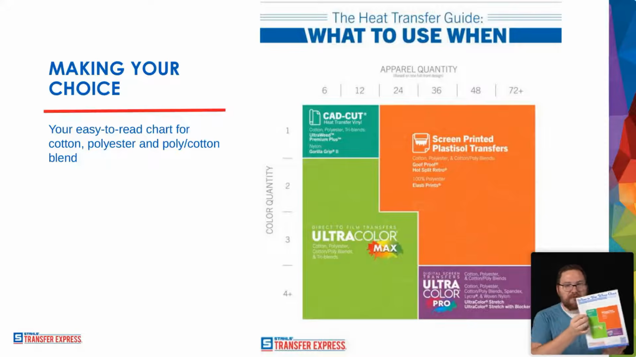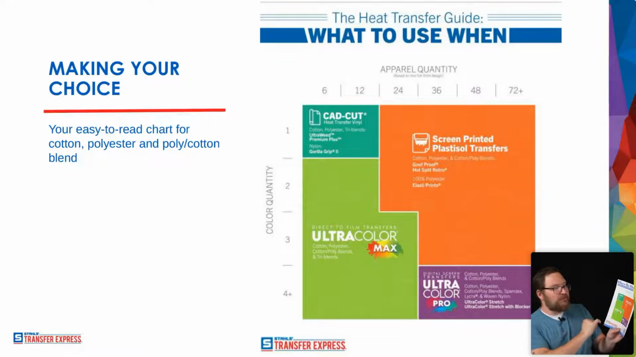Might be a little small on your screen. But then when you get over to screen print and transfer, say it's a one color, you're doing 36 quantity, boom, right here, one color, 36 quantity is going to be screen printed. Now, if you're doing cotton polyester, cotton poly blends, it's Goof Proof or hot split.